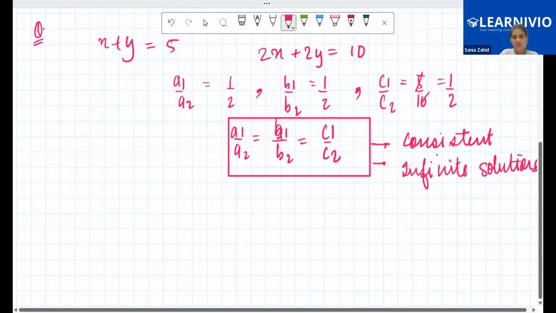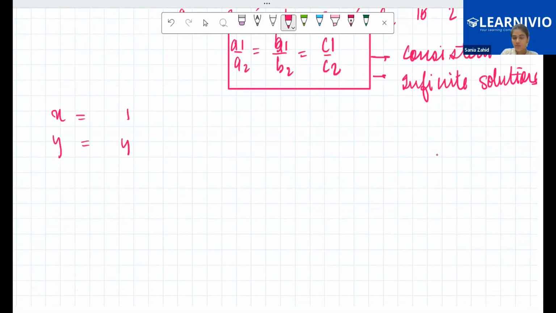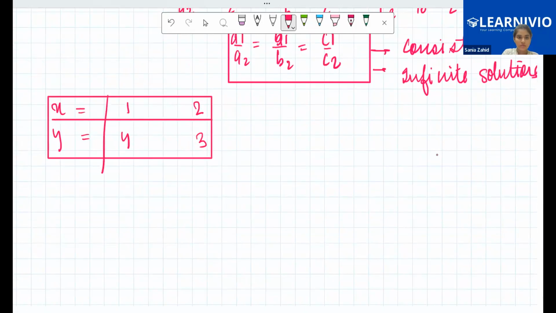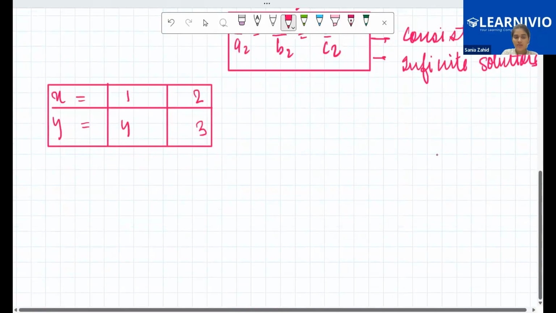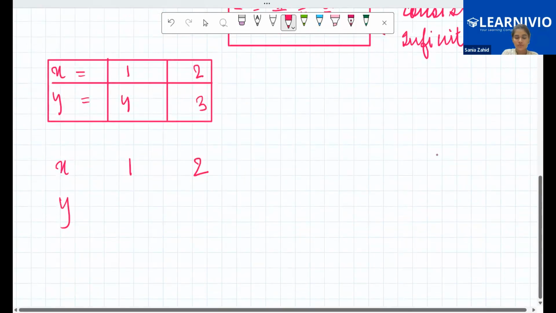So first we draw the graph for x plus y is 5. When x is equal to 1, y is equal to 4. When x is equal to 2, y is equal to 3. So this is for the first equation. And the second equation is 2x plus 2y is equal to 10. It also has the same values only. When x is equal to 1, y is equal to 4, and when x is 2, it has 3. So you get the same solutions.